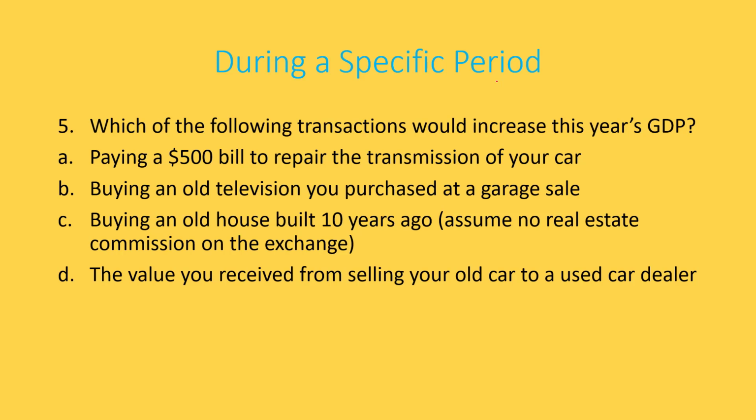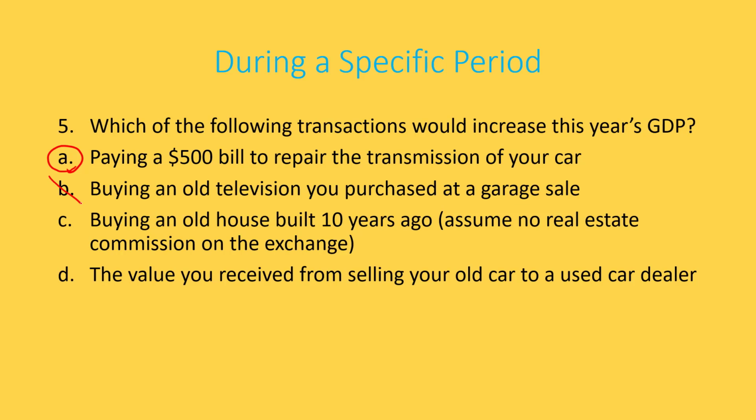So which of these following transactions would increase this year's GDP? If you paid a $500 bill to repair the transmission of your car, no matter how old that car is, that transmission repair is a service being performed this year, so that would definitely be included in this year's GDP. Buying an old television at a garage sale would not, because that old television was produced in a previous period, so it would not be added to this year's GDP, even if it was resold this year.